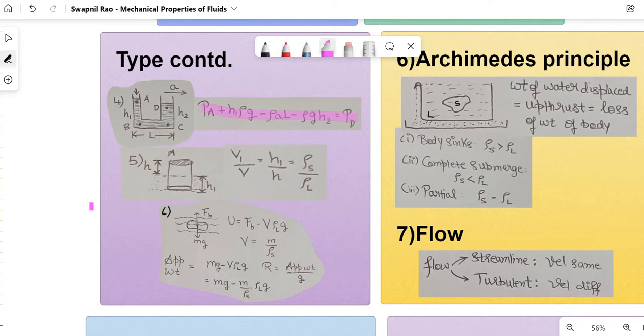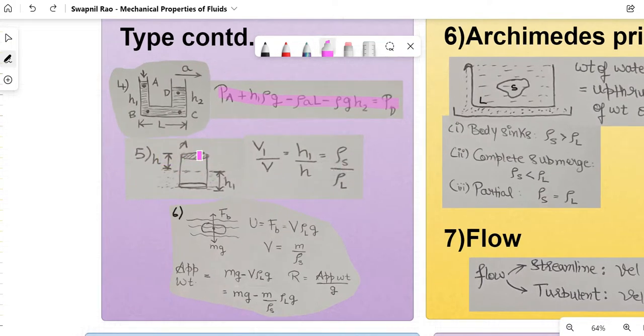Next case, as you can see over here, there will be a cylinder, and a part of the cylinder, this much, is submerged in a liquid, and the surface area over here would be A, as you can see it's shaded. Over here, height H1 is going to be the height of the container submerged in water. Listen to me carefully. And height H is going to be the height which is not submerged in water.